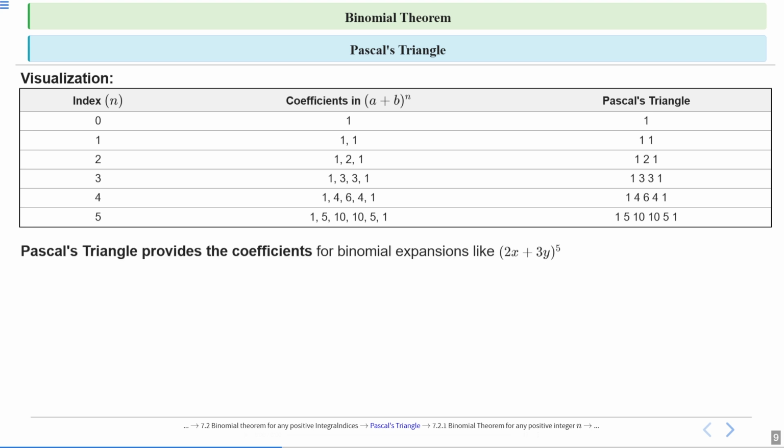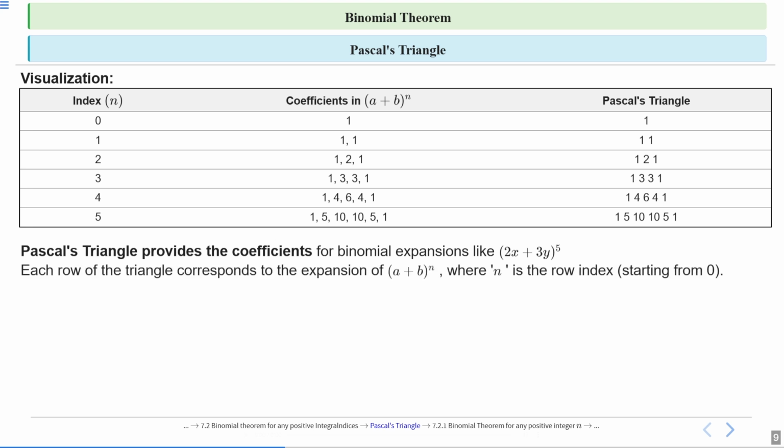Now let's focus on how Pascal's triangle provides the coefficients for binomial expansion. For example, for the binomial expansion of (2x plus 3y) to the power 5, Pascal's triangle provides the coefficients. So we can use the coefficients from the fifth row of Pascal's triangle. Each row of Pascal's triangle corresponds to the expansion of (a plus b) to the power n, where n is the row index starting from 0.